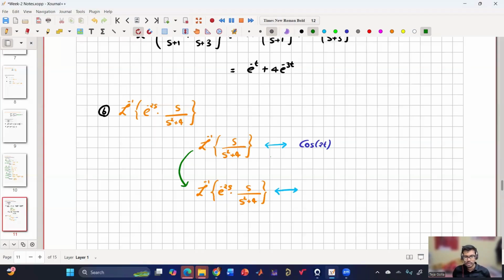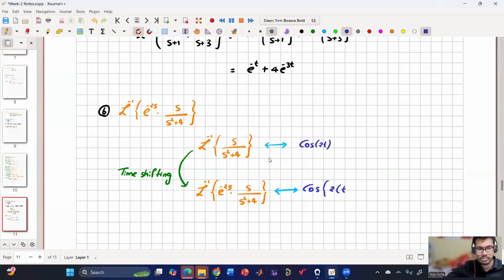Frequency shifting or time shifting? Time shifting, yes. Always remember, if we are shifting in time, there will be an exponential in the frequency domain. If we have shifting in the s domain, then there will be an exponential term in the time domain. So what will be the final expression? Time shift, cos of 2t, t minus 2 or t plus 2?